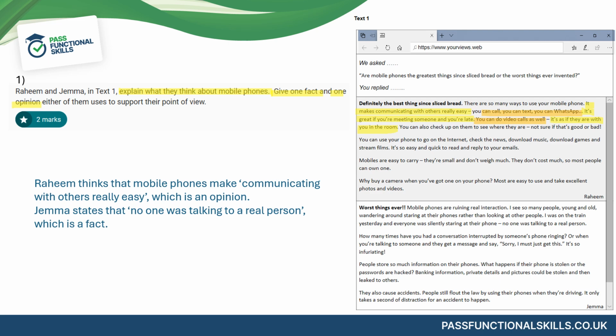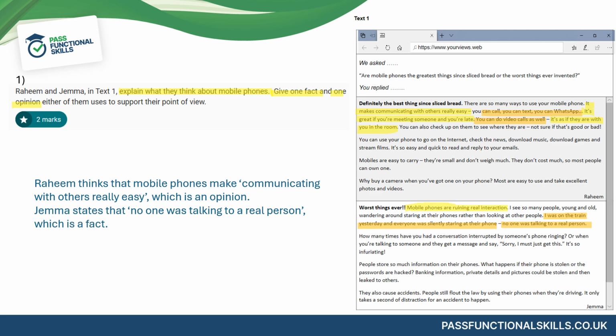So let's have a quick look in Gemma's. Straight away she opens with an opinion, quite a strong one. Mobile phones are ruining real interaction. So that's her take, her opinion, her point of view on mobile phones. Then we have a fact. I was on the train yesterday and everyone was silently staring at their phone. No one was talking to a real person. So this is verifiable, something that happened. She was on the train and saw this happen, so that is what we would call a fact.